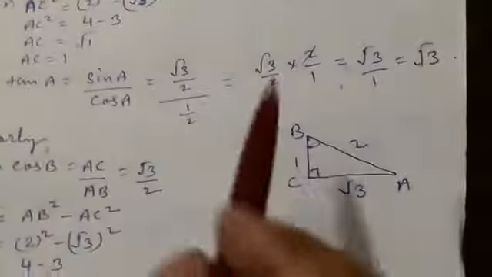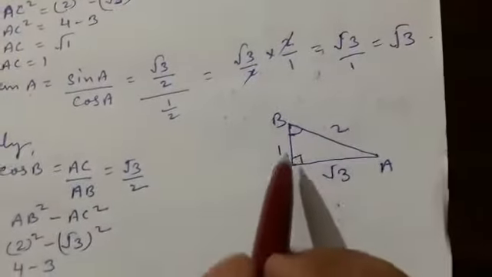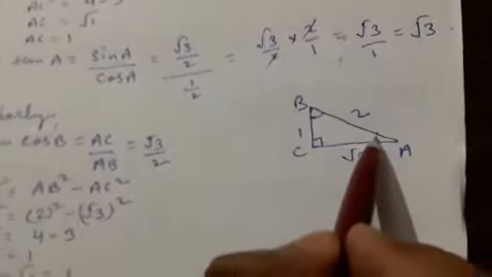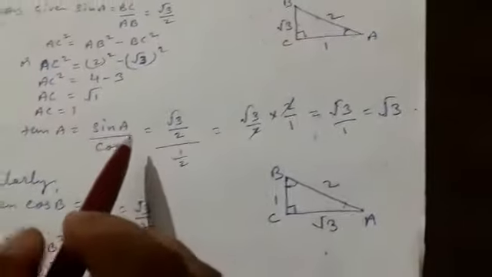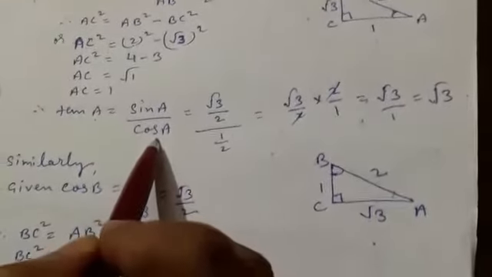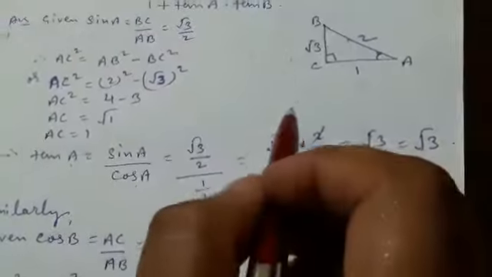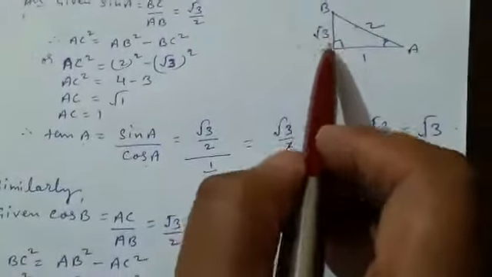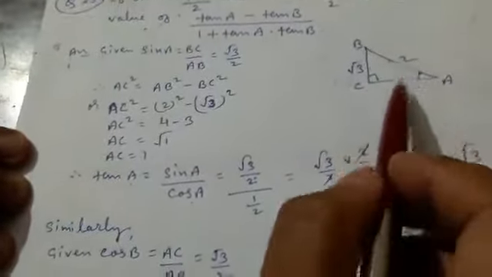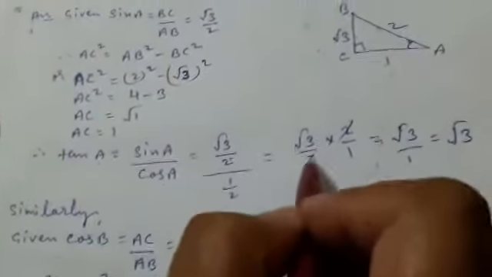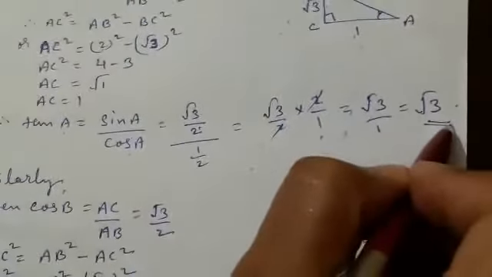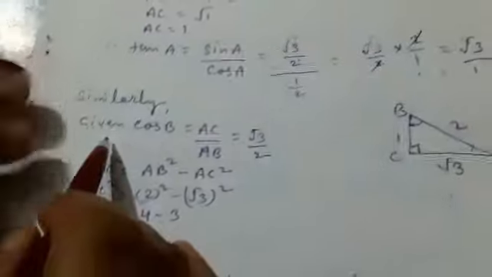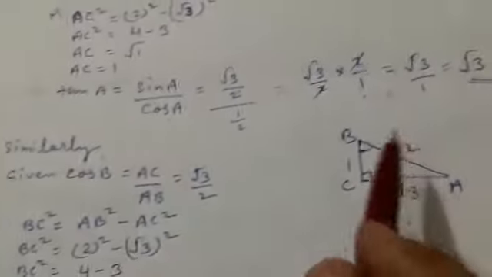Now tan A, let us draw one triangle ABC. Now tan A, according to this angle only, tan A is equal to P by B. It means sin A by cos A. It means sin upon cos is equal to tan. So what is the value of sin A? Root 3 by 2. And cos A means B by H, means 1 by 2. Now let us simplify this. Root 3 by 2 into 2 by 1. 2 will cancel out. Root 3 by 1, which is equal to root 3. tan A is equal to root 3. Similarly, given cos B is equal to root 3 by 2.